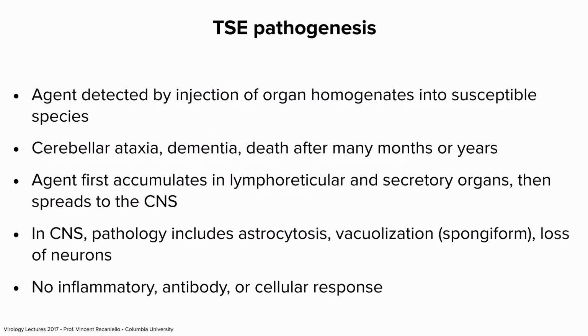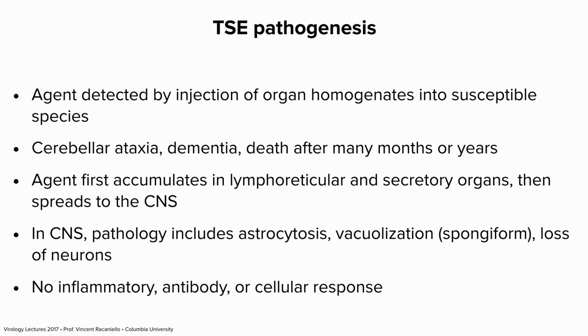So as I say, the way these agents were studied is by grinding up an organ, the brain of a sheep, for example, filtering it and putting it into susceptible species, and these develop disease. In humans, the neurological degeneration takes many months or years to develop. The agent, depending on how it's acquired, and you'll see the different routes in a moment, can spread to the CNS from peripheral sites, or it can accumulate directly in the CNS.